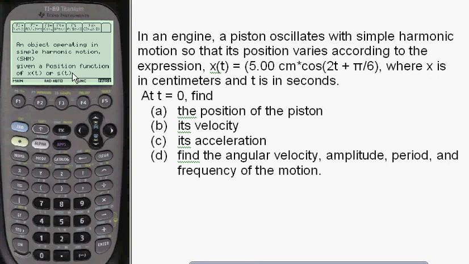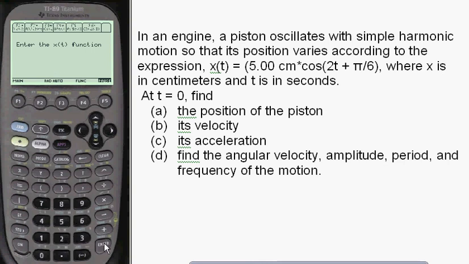An object operating in simple harmonic motion, SHM, given a position function of x(t) or s(t). Press enter. What's given? Well, some are given in x. They shouldn't be just x, because anytime you have a t in the function also, you need to say x of t. But I've seen some professors put just x and put in the function. But this is x of t. You can see it, number 2, so we're going to press number 2. You can scroll to it or press the number in front of it. And we're going to enter the function.